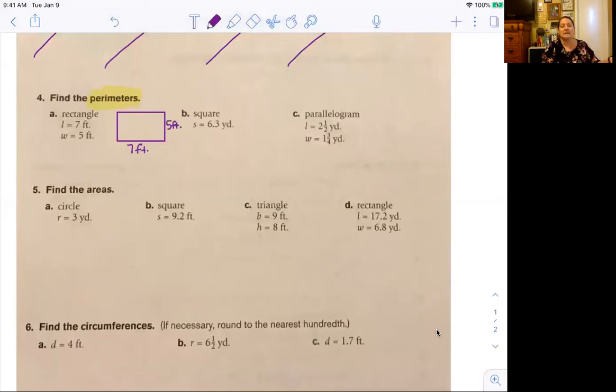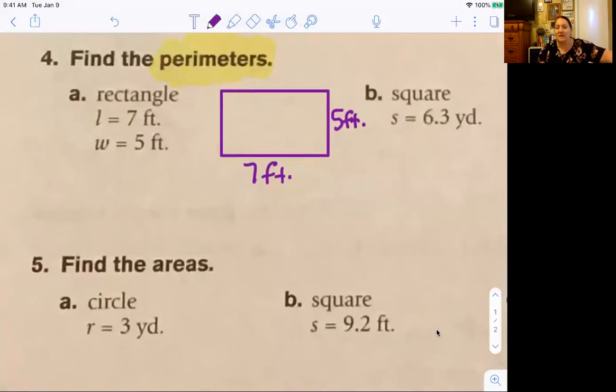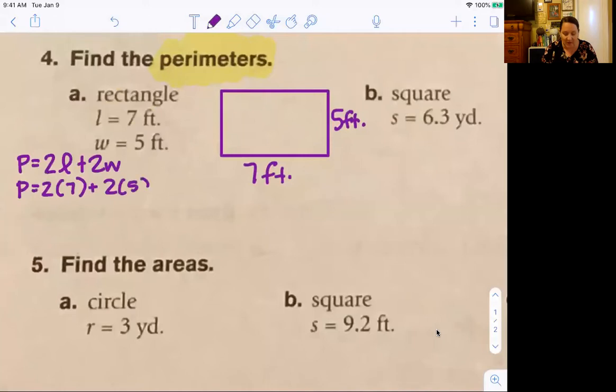Now, what is the formula for the perimeter of a rectangle? P equals 2L plus 2W. Let's plug in. P equals 2 times 7, because that's our length, plus 2 times 5, because that's our width. So P equals 2 times 7 is 14, plus 2 times 5, which is 10. 14 plus 10 equals 24. 24 what? 24 feet, because that is the unit of measurement that we have been working with.